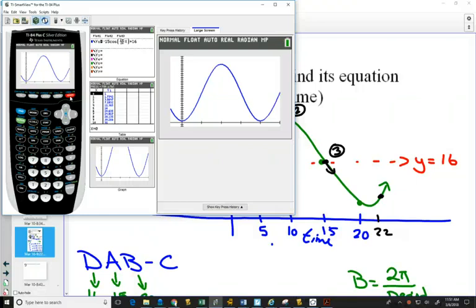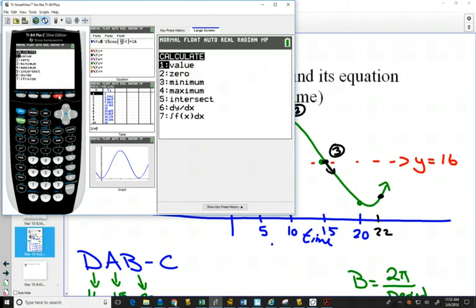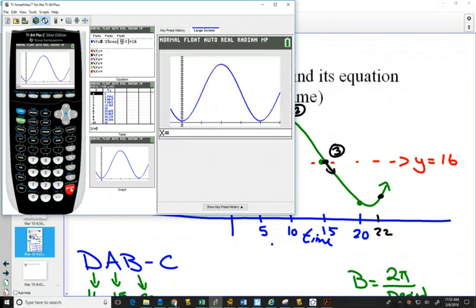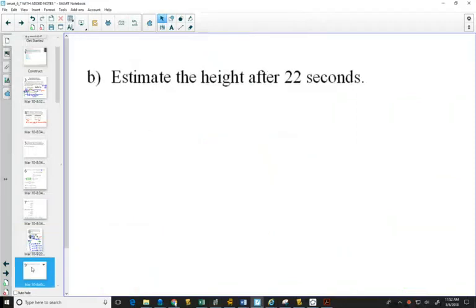So at 22 seconds, we looked on our graph and estimated 5 meters. How do you find that exact value with your calculator? Again, you can go second, calculate, and the quickest one there, number 1, just put in any x value. So if I type in 22, it tells us it was 3.86. So our guess at 5 was pretty close. So we estimated it, and then we actually calculated it.